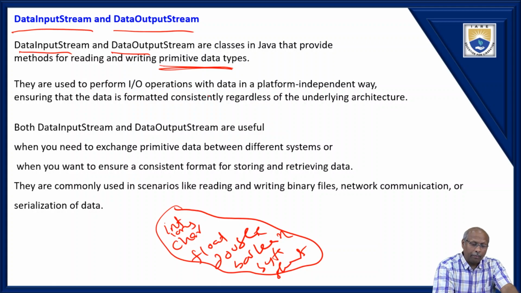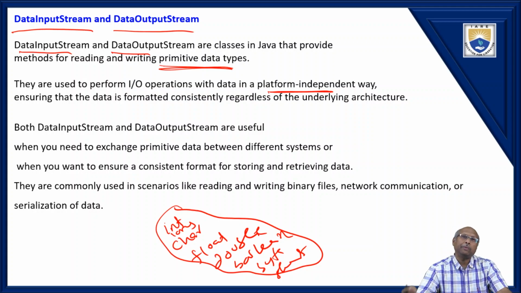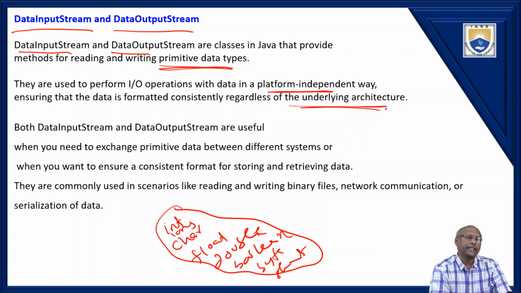They are used to perform IO operations with the data platform independent, because sometimes your data is specific to a platform. But if you want to make it independent, then always go for DataInputStream and DataOutputStream, ensuring that the data is formatted consistently regardless of the underlying architecture. So it will not depend on any architecture. It is independent.